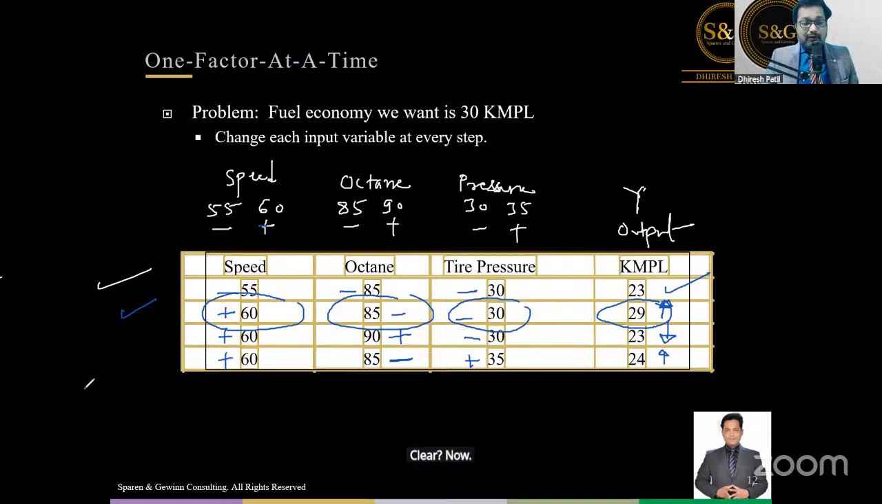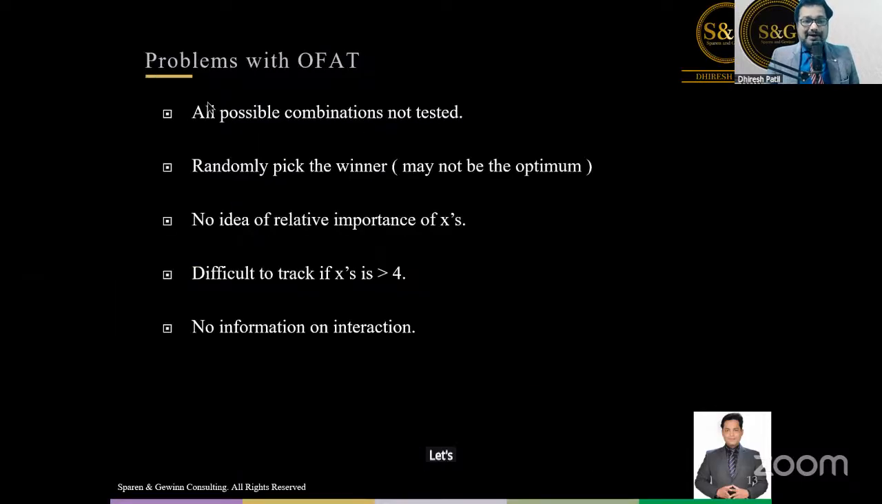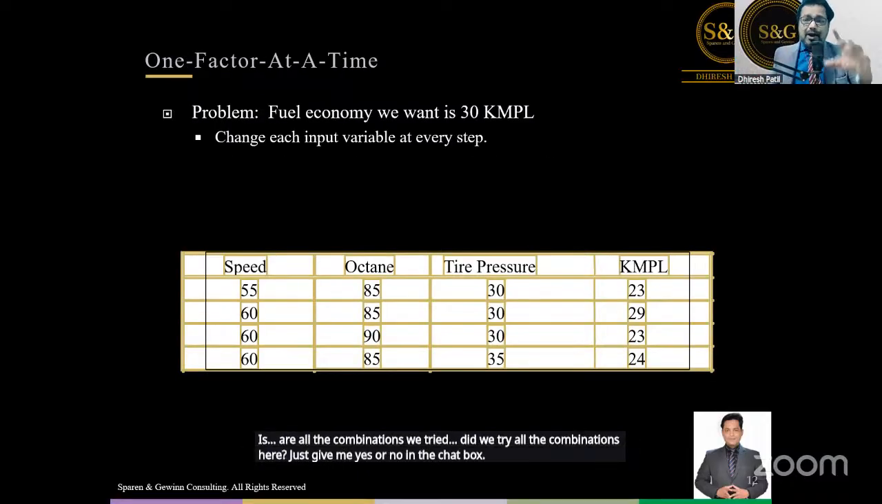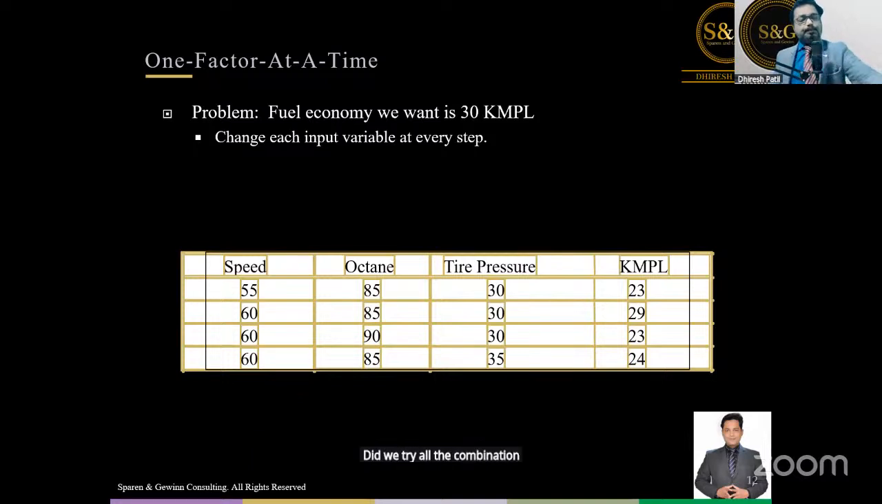Now, let's move forward. This is the OFAT strategy. Now, what is the problem? Are all the combinations we tried? Did we try all the combinations here? Just give me yes or no in the chat box. Did we try all the combinations of this?